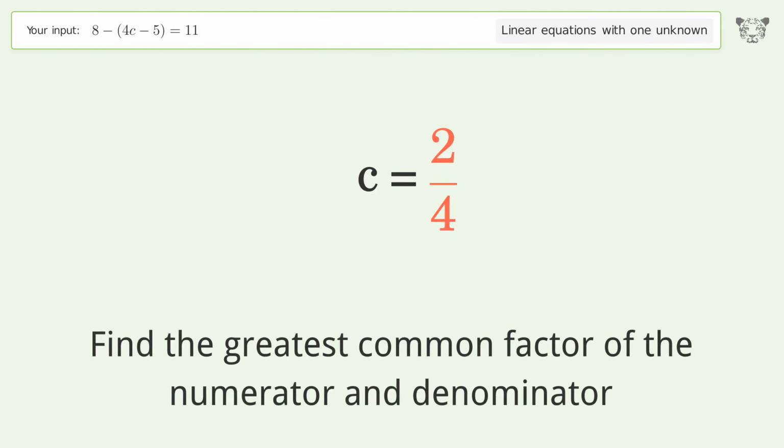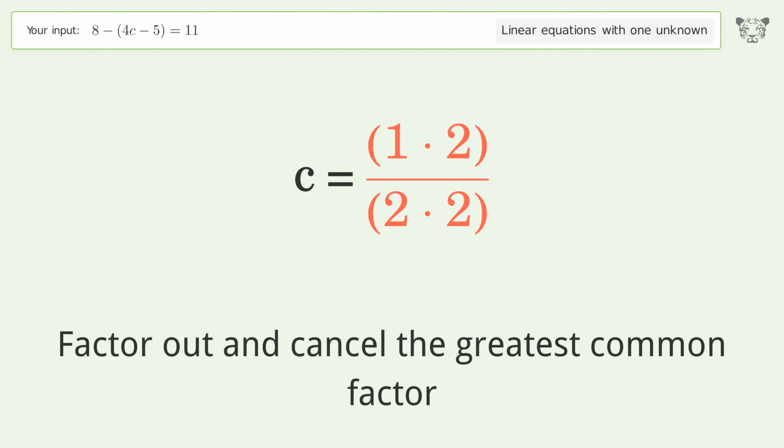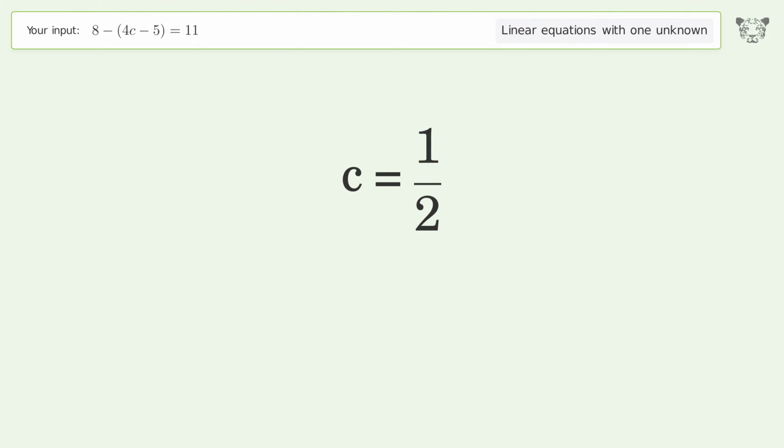Find the greatest common factor of the numerator and denominator. Factor out and cancel the greatest common factor. And so the final result is c equals 1 over 2.